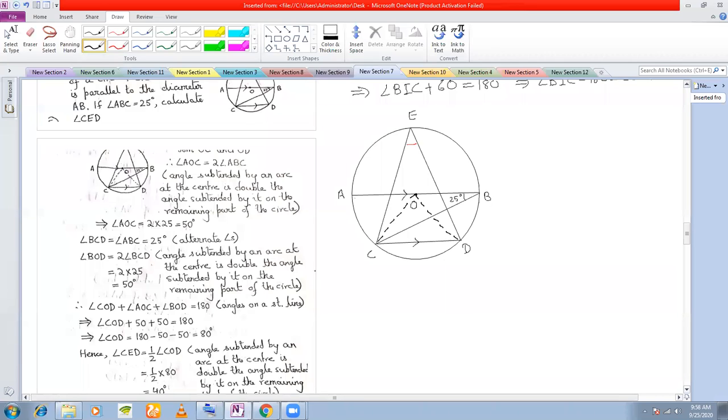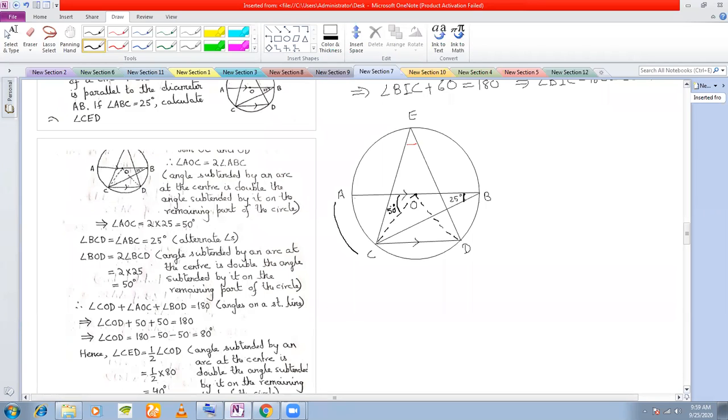Okay, once you join OC and OD, what you see here is this 25 degree is the angle subtended by the remaining part of the circle, and what is the angle subtended by this arc AC at the center? It is this, right? And this 25 degree is the angle subtended by the remaining part of the circle. So therefore this angle AOC must be double of 25, which is 50 degree. Okay, this is first thing.